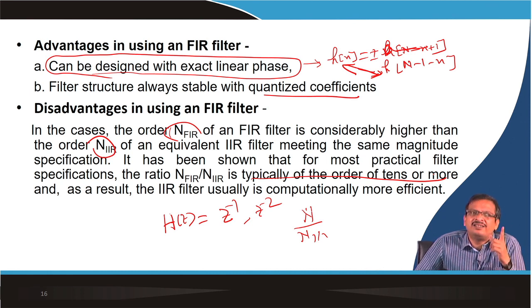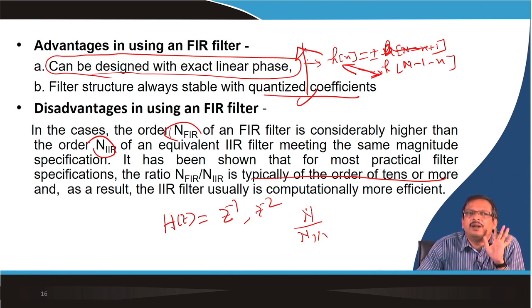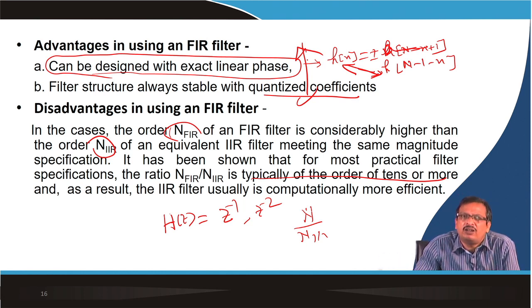But the advantage is that it can be easily designed for linear phase and it is always stable. So that's why we look for the FIR filter for these first two advantages, linear phase and stability. But yes, the FIR filter is computationally much more complex compared to the IIR filter.